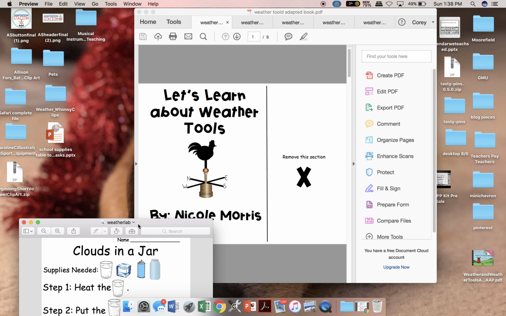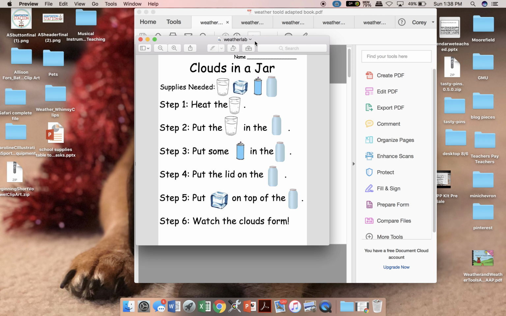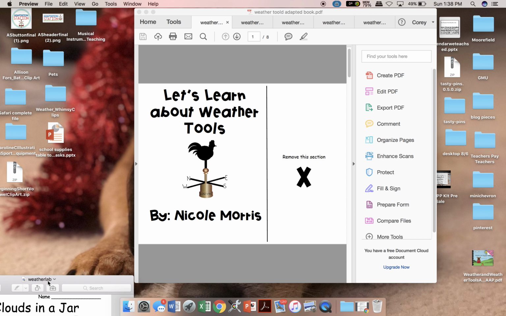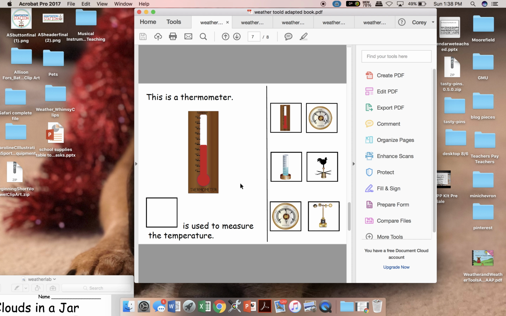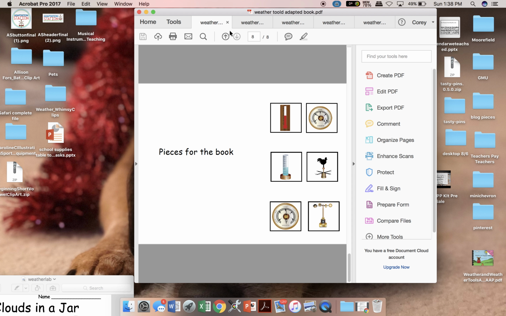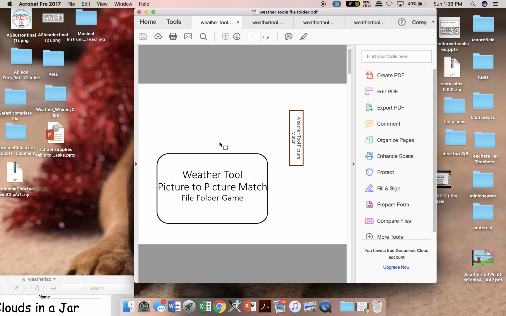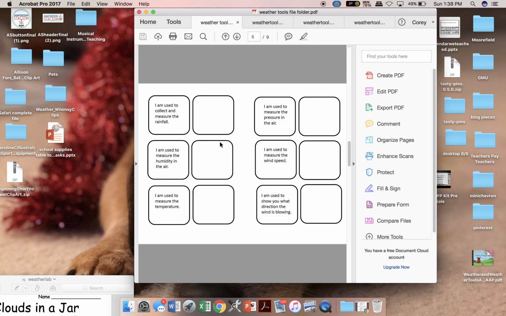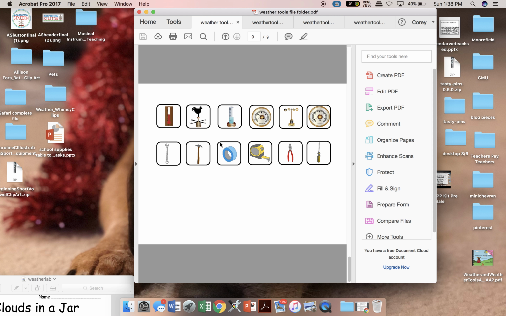And then to finish weather, there's a simple weather lab that you can do. For the weather tools, there's an adapted book where they're going to learn the pictures and definitions and match the pieces in. These are the same file folders from the previous set, so you might be familiar with those.